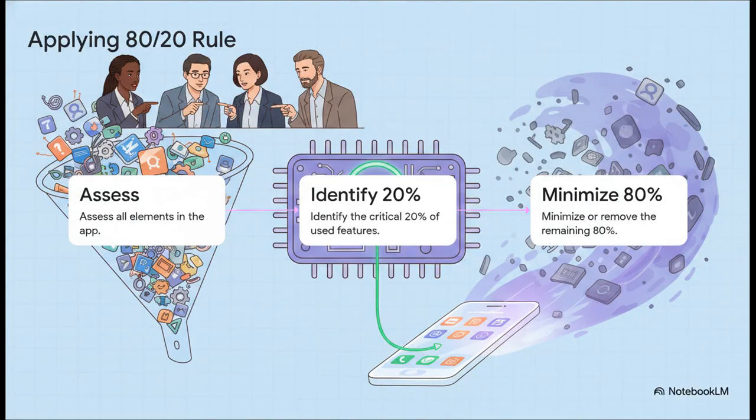So let's apply this triage process to our app right now. Step 1, we assess everything. Step 2, we identify that critical 20% of features people actually use. In Step 3, we brutally minimize or just completely remove the remaining 80%. By focusing our energy here, we stop wasting effort on non-critical functions that just aren't giving us any real return.